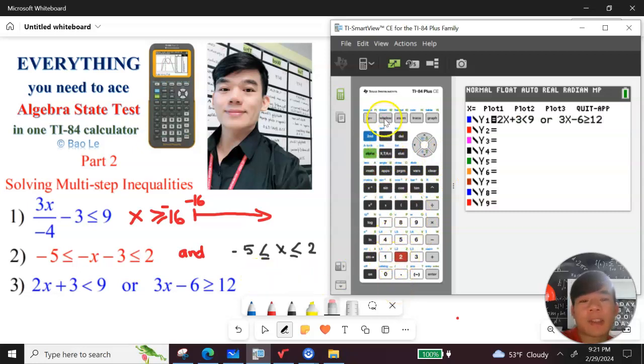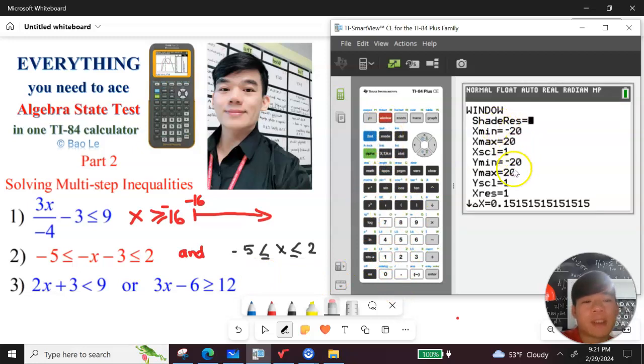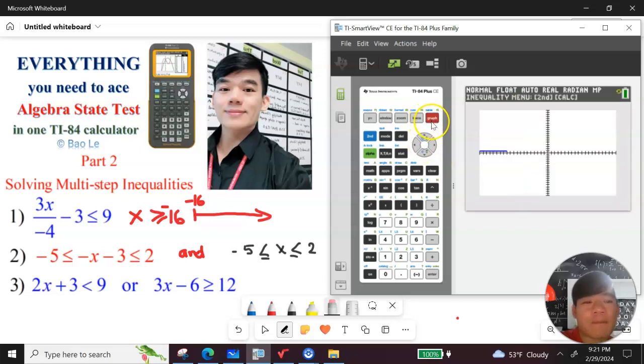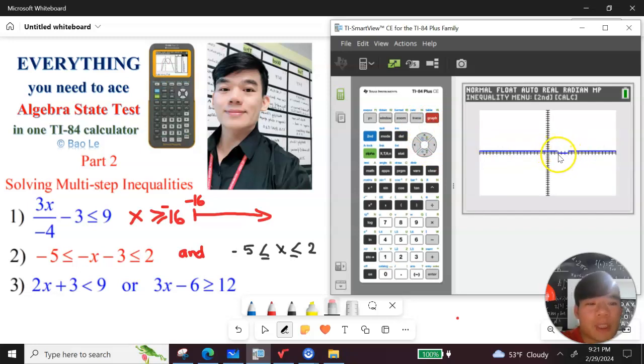Now I adjust the window range. So again, this is my very good window range. I just leave it, but it's not good. You need to adjust this so that your graph shows up. Okay, now I hit graph. Now look at the top one. Don't look at the bottom one. So right here, you will see it.